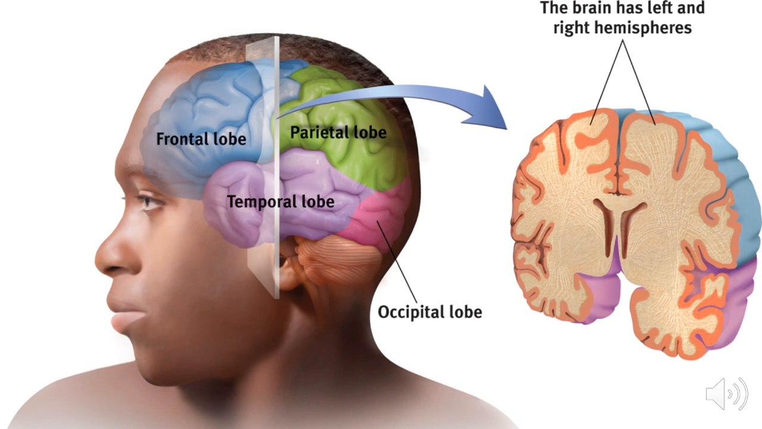Also, you can see from this picture that if we do a cutaway of the brain, it has two kind of mirror images of itself, and those are the hemispheres. So the hemisphere on the right side of your brain is the right hemisphere, and the hemisphere on the left side of your brain is the left hemisphere.